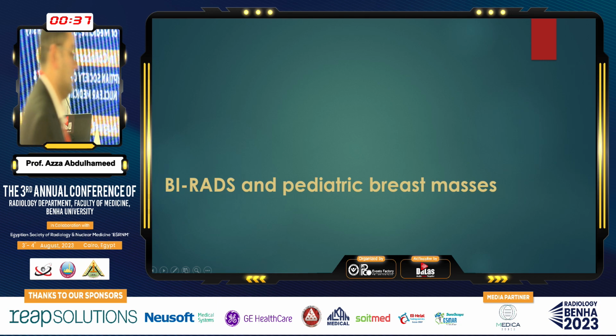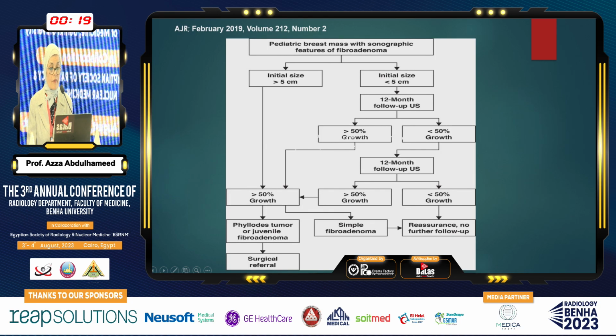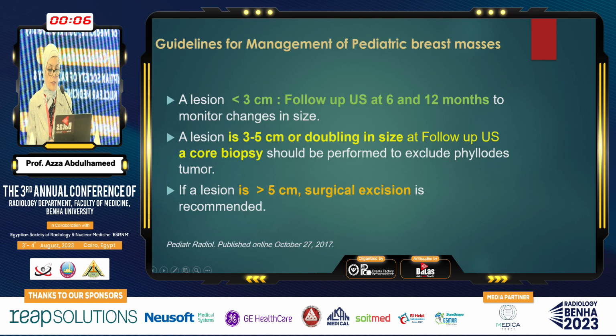Now, can we apply BI-RADS on pediatric breast masses? The answer is no, okay? BI-RADS ultrasound categories have not been validated in pediatric and adolescent patients, and pediatric breast procedures should not be performed solely based on BI-RADS. In the literature, the only cutoff value given for fibroadenoma is 5 centimeters. Below that, you do follow-up. Above that, you go for surgery.